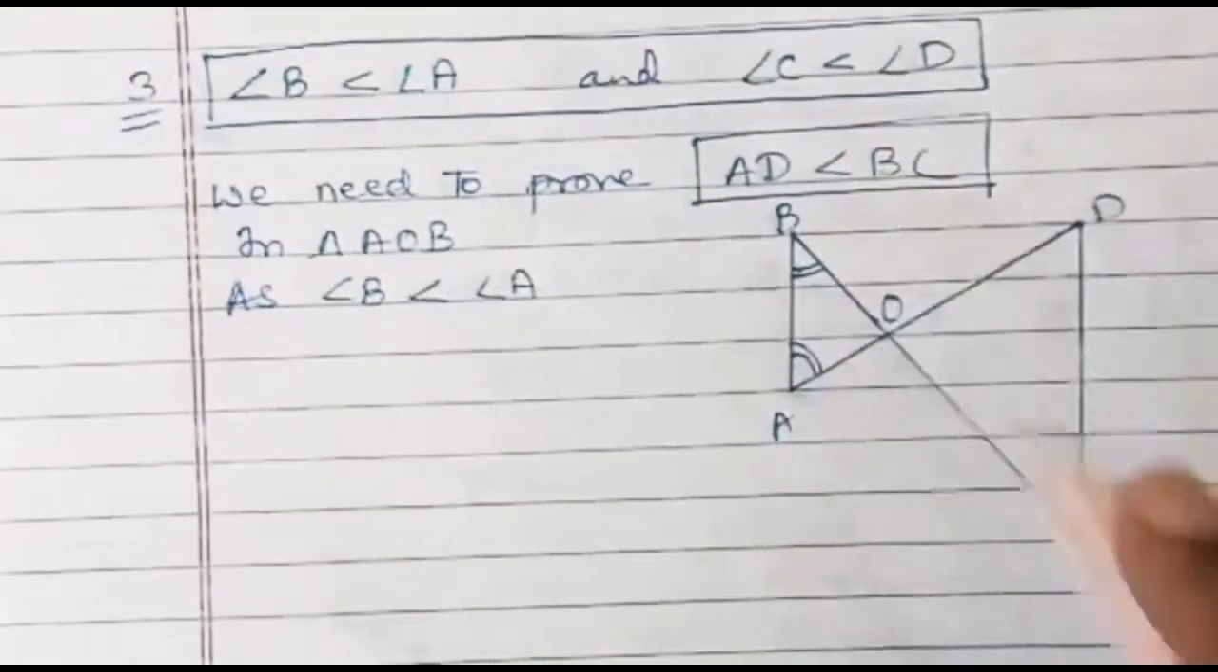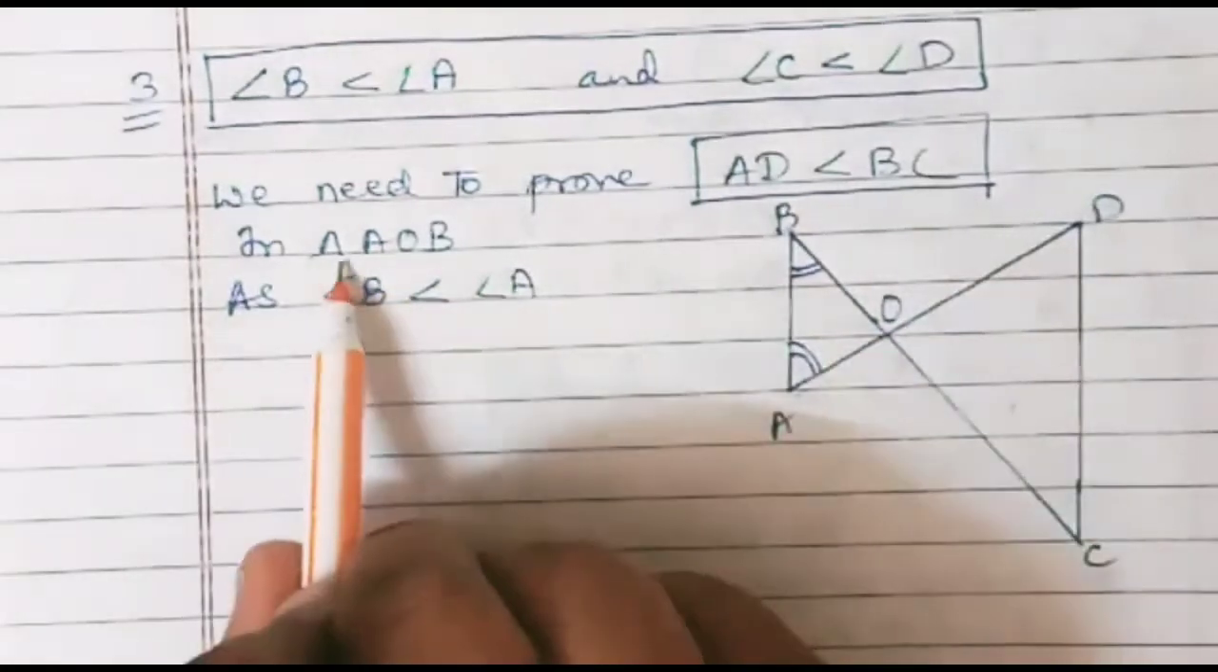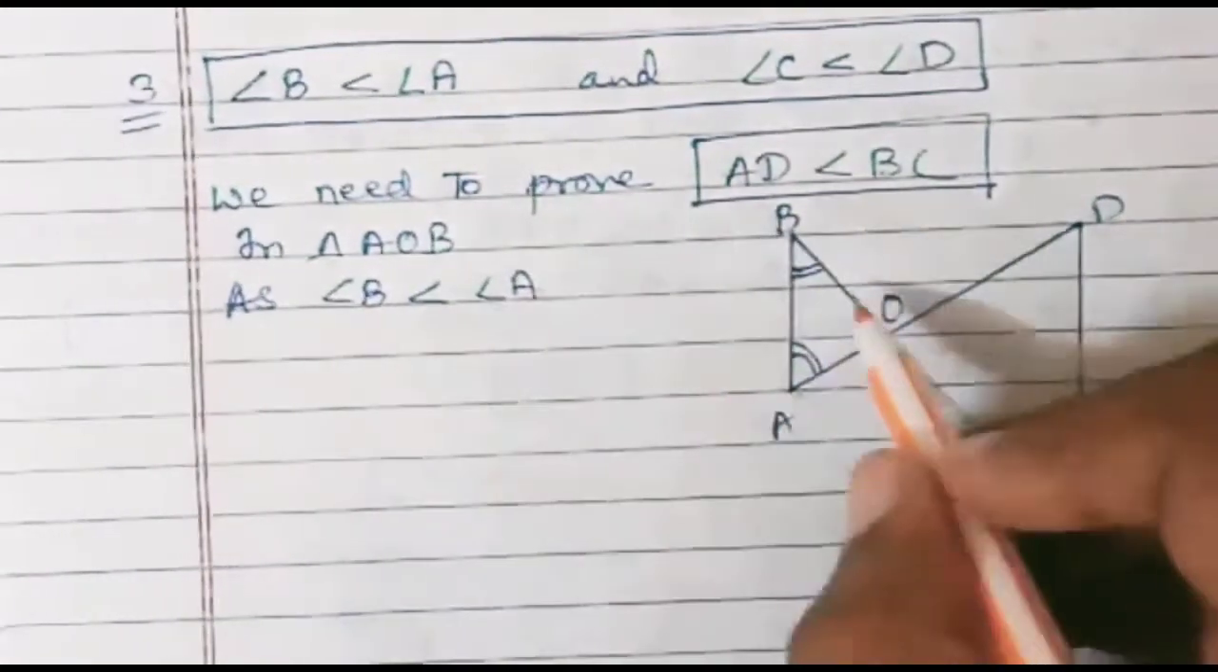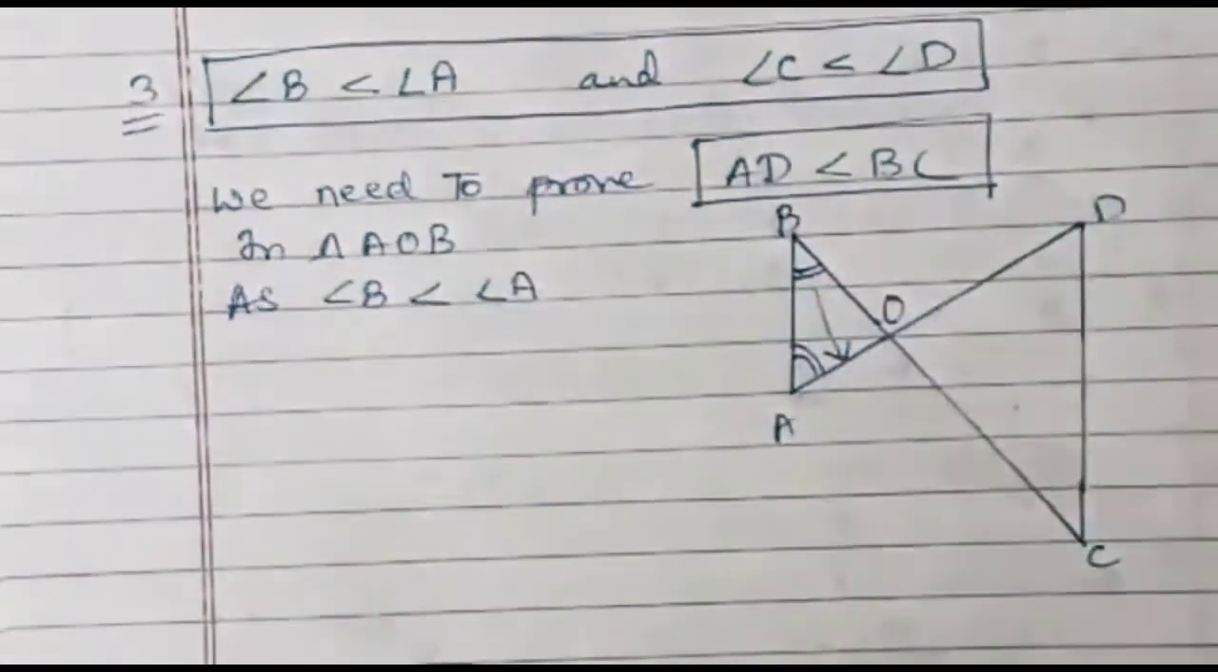So no need to see the second triangle right now. We'll concentrate on the first one. In triangle AOB, as angle B is smaller than angle A, the opposite side to angle B is OA.